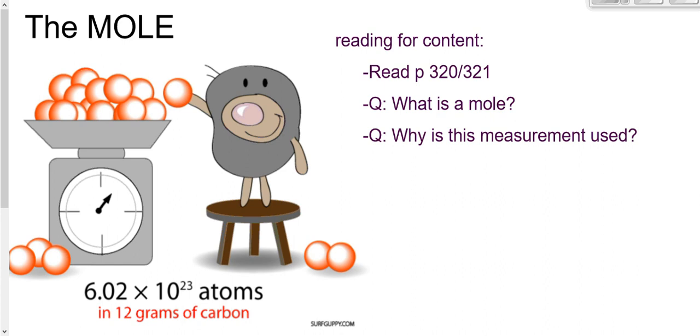Now, a mole is a group. It is like saying a dozen. A dozen is a group of 12. A mole is a group that has a lot more numbers in it. A mole is a grouping that has 6.02 times 10 to the 23 atoms or eggs or donuts or whatever we might be measuring in that grouping.